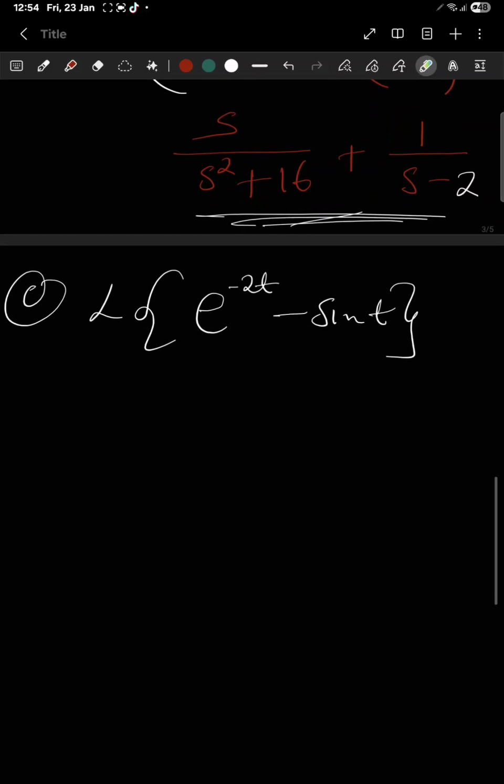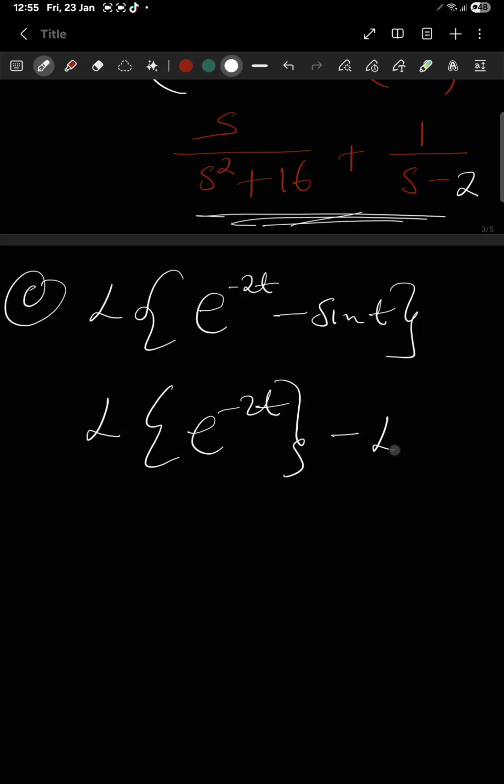All right, let's look at this other one here. So this is our question C. So now how can we solve this? We can just replace the Laplaces, but before replacing the Laplaces, we can simply multiply the Laplace outside with what is inside. So you can say Laplace of e to the power negative 2t, and then minus Laplace of sine t.